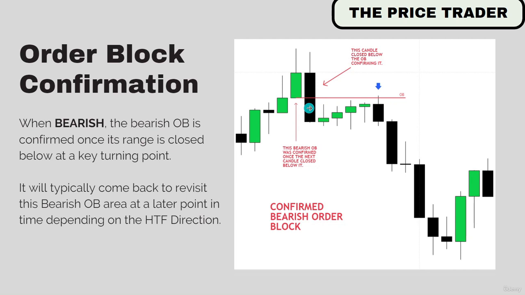Sometimes we might have a wick close below it, which is still okay. Then we have an imbalance being left here. So this is a high probability order block because of the imbalance. So once this candle closed below the order block, it confirmed it. Once it is confirmed, you have to consider that you are in a key turning point.